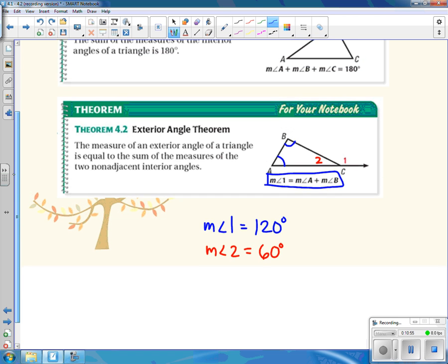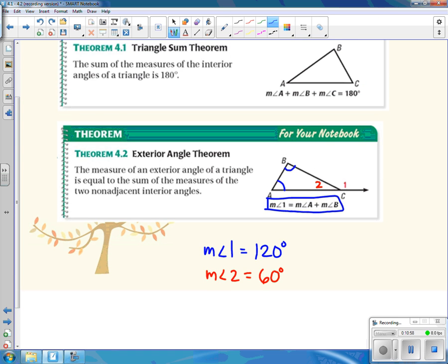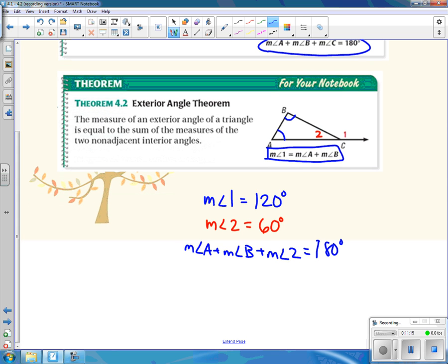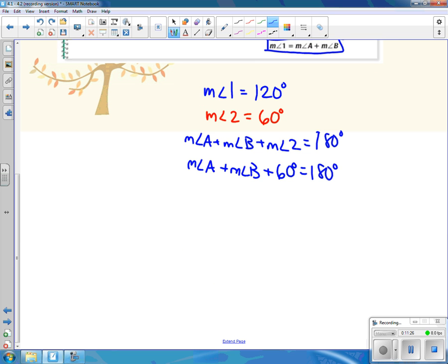All three angles in the triangle have to add up to 180. So if that's true, then I'm going to say, okay, my measure of angle A plus my measure of angle B plus my angle 2 would be 180 degrees. Well, I already know angle 2 is 60, so I'm going to substitute that in. Now what I can see here is that if I subtract 60 degrees from both sides, I get the measure of angle A plus the measure of angle B equals 120.